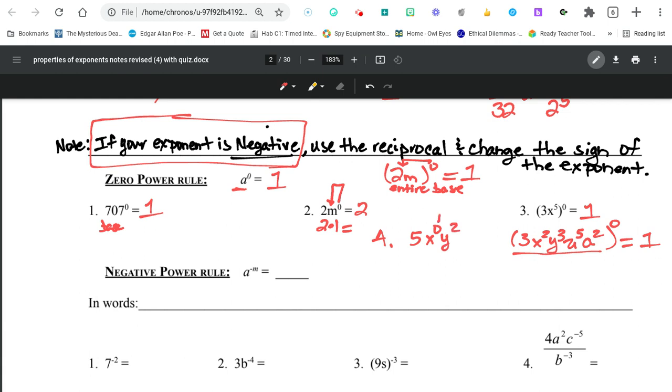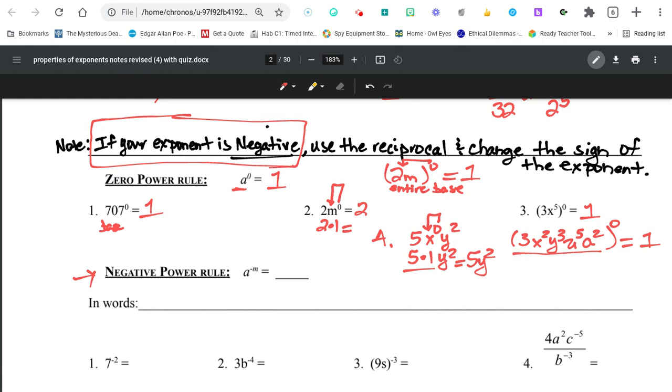Here, the 0 only applies to the variable x. It's because it's x to the 0 power. So only the x is going to change to a 1. So basically, it's 5 times 1 y squared, which is just 5y squared. 5 times 1 is 5. You all know when it's mashed together, it means multiply all the stuff. So I can multiply the two numbers. All right, let's take a look at this.